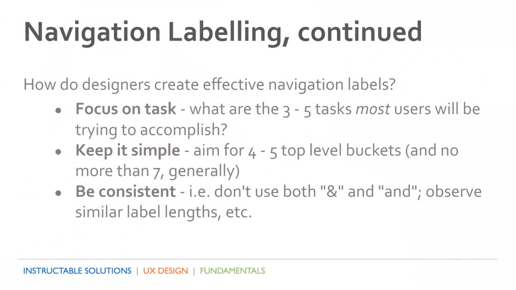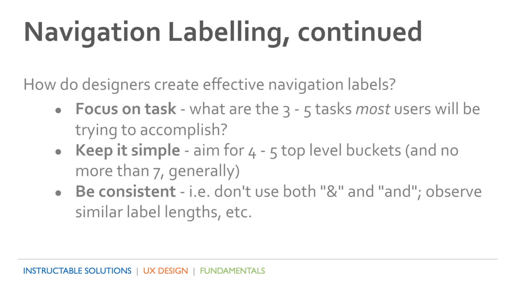When users navigate, they do focus on labels. But how do designers create effective navigation labels? Here are some pieces of advice. Firstly, focus on task. What are the 3 to 5 tasks most users will be trying to accomplish? Make sure you structure your navigation around those tasks. And also think about the types of labels they're looking for. What are the keywords they're thinking about in their mental state?